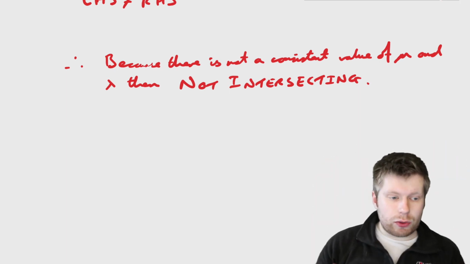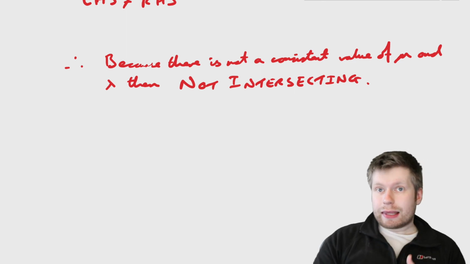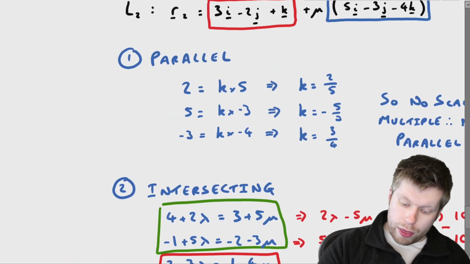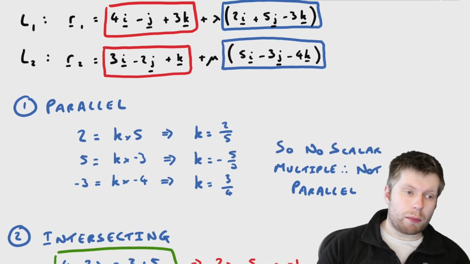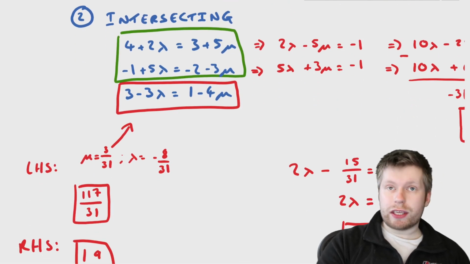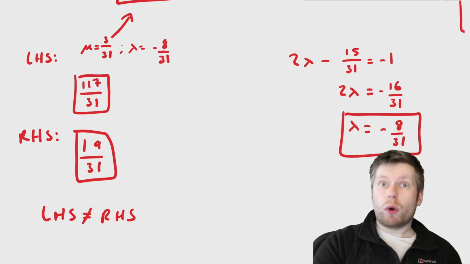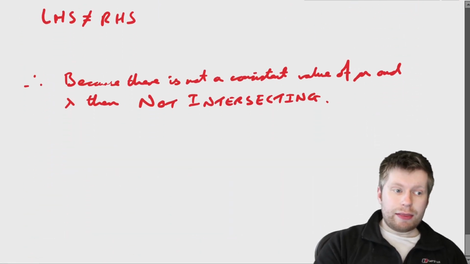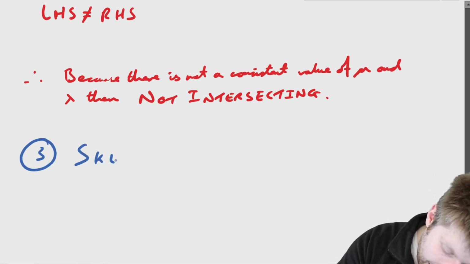This is the reason why I say you need to answer these questions in this order. Number 1, we checked for parallel, and we did that by checking whether we had a scalar multiple of the direction vectors. In this case, we didn't find a common scalar multiple, therefore they're not parallel. Then we checked intersecting, so basically we solved this system of equations. If we find a value of mu and lambda which work in all 3 equations, they're consistent, then we can say they're intersecting. In this case, they're not intersecting, so therefore the skew check is actually very easy.